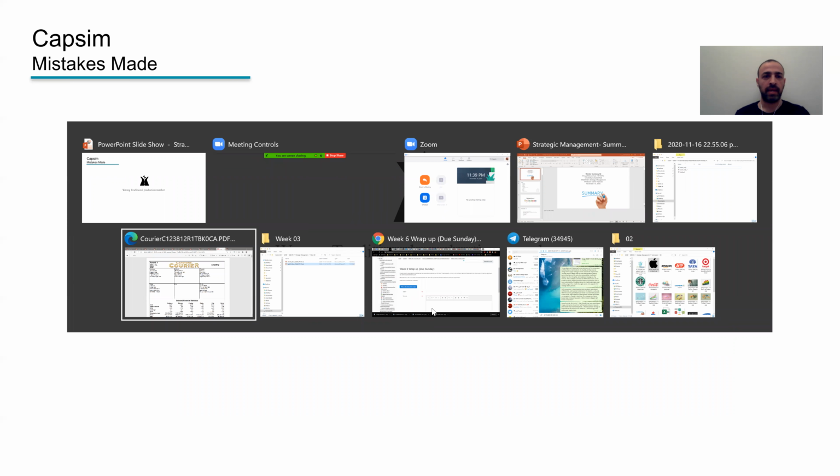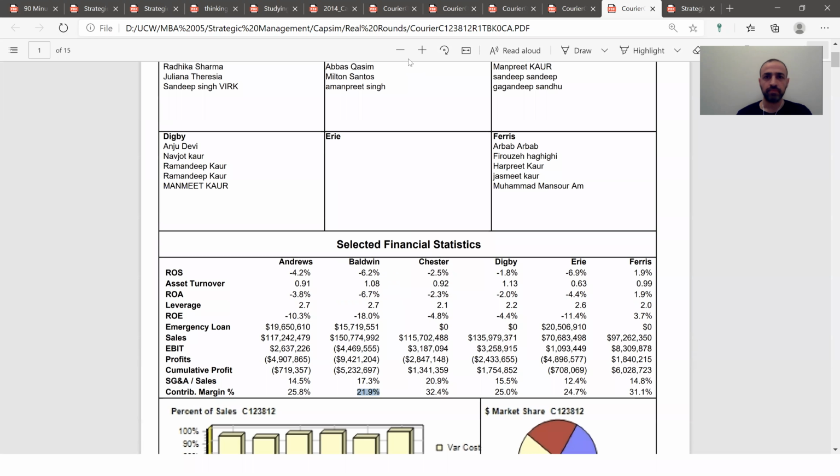So how we did here, as it's shown. Unfortunately, we went through a 15 million emergency loan, which was mostly because of our inventory. Our sales were really brilliant, 150 million, the highest sales possible. But the EBIT, our cumulative profits, are negative. And also our contribution margin should be more than 30% according to Capsim, but it's 21.9.